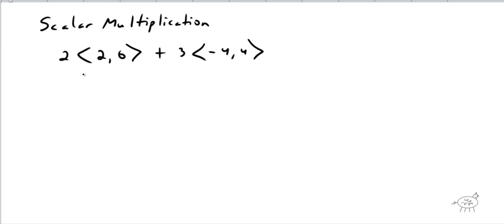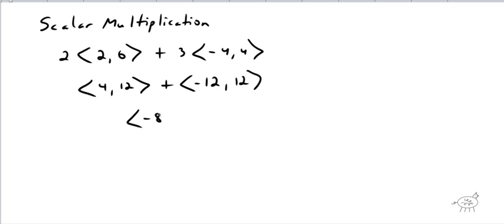Okay, it's really simple. So we're going to get 4 and 12 plus, and then 3 times negative 4 is negative 12. 3 times 4 is positive 12. Okay, so it's like one extra step. Like I said, you're kind of like distributing that 2 and that 3. Okay, then we combine them together. So 4 plus negative 12 gives us negative 8, and 12 plus 12 is 24. Okay, and that's easy.